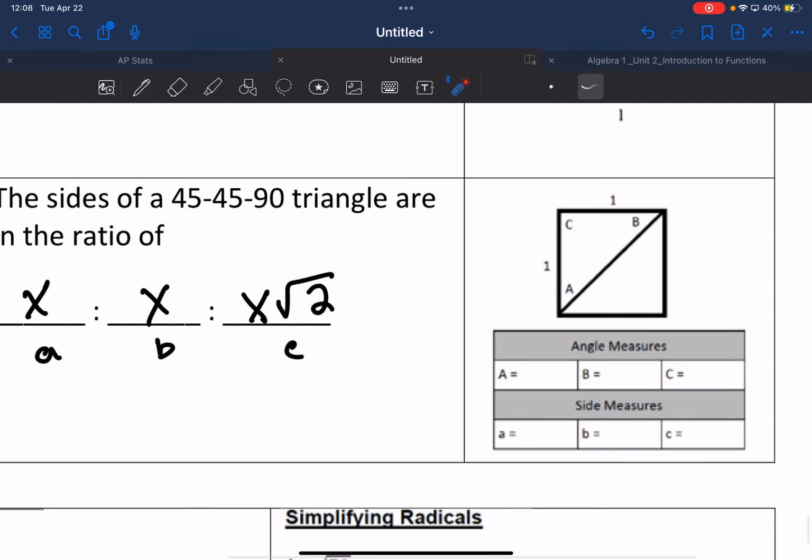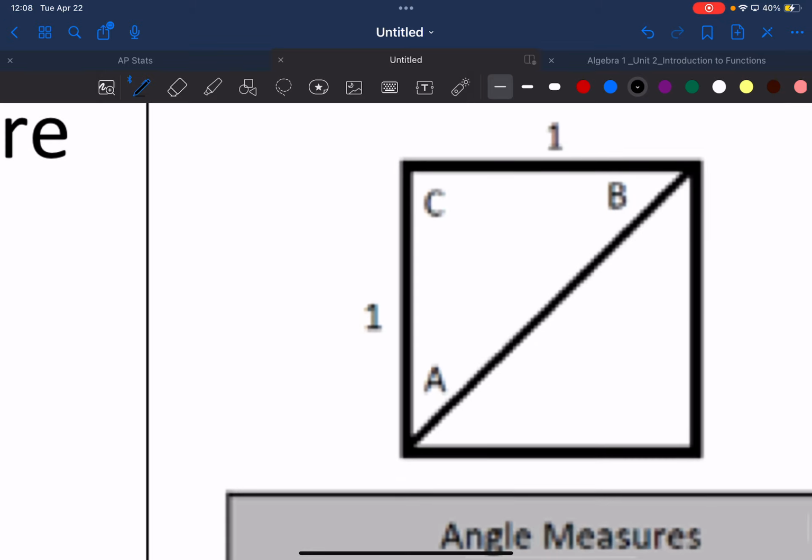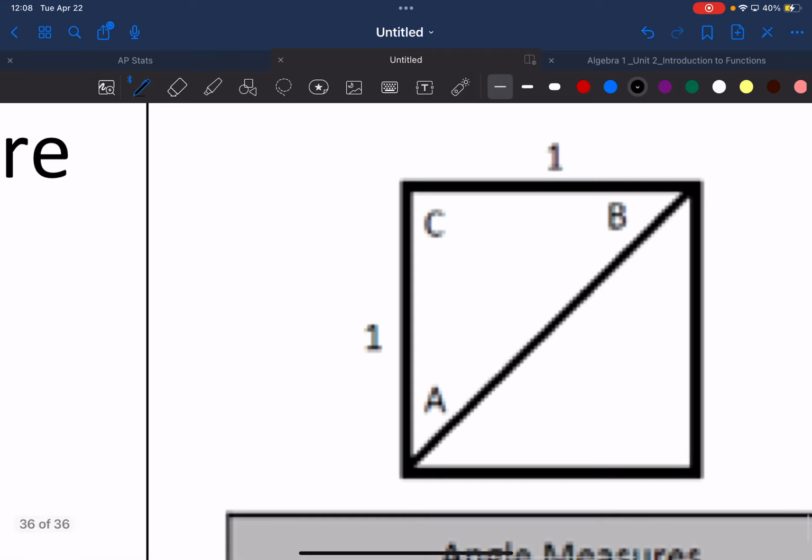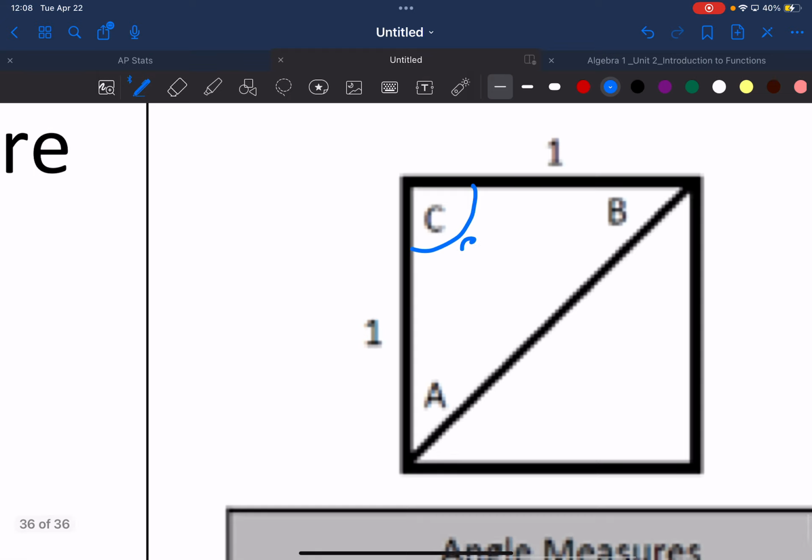So knowing that, going back to the chart right here, it says, what are the angle measures for A, B, and C? Notice that A, B, and C are in capital letters. If you see it in a capital letter, that represents an angle. Okay? Well, C is on a corner, so we know C is what? 90. And if this is a special triangle, that means A and B have to be 45.